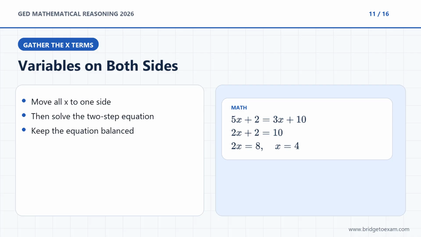The trick is to move all the x terms to one side first. For 5x plus 2 equals 3x plus 10, subtract 3x from both sides. That leaves 2x plus 2 equals 10. Now subtract 2 to get 2x equals 8, and divide by 2, so x equals 4.